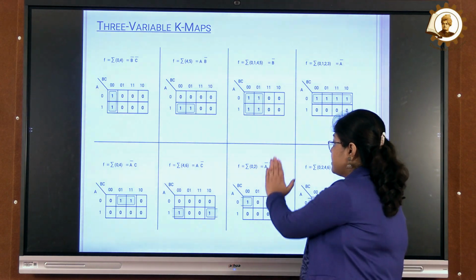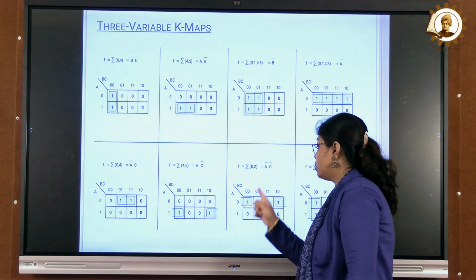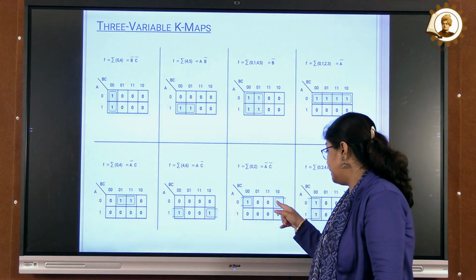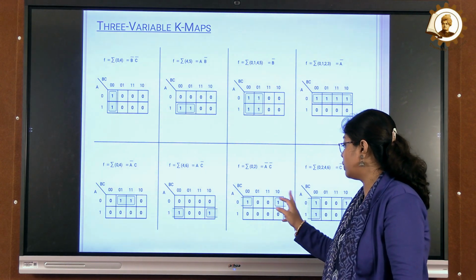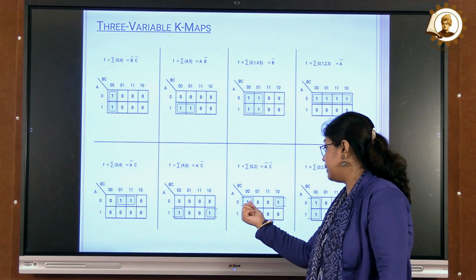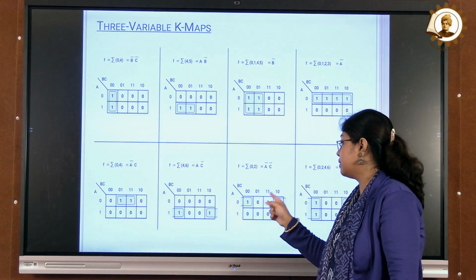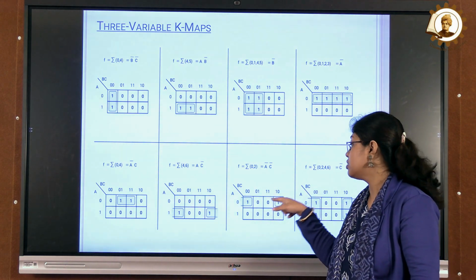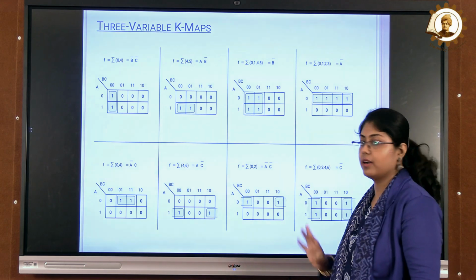So if this is the question, then 0 and 2 we are putting M0 and M2 as 1, and again, if we fold, then you can group here, and this is A bar, and this is C bar, because B is changing, no? 0 and 1, so it is changing. So the answer will be A bar, C bar.